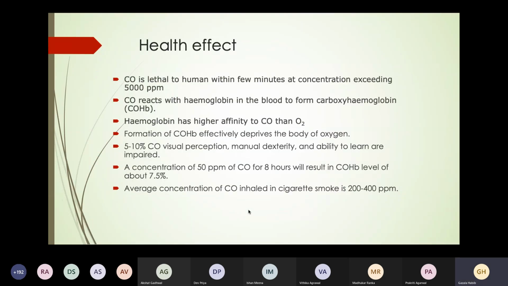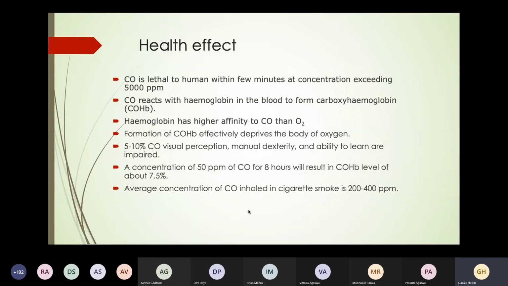Health effect of CO. CO is lethal to humans within a few minutes at concentrations exceeding 5000 ppm. If the concentration is 5000 or over, then it's lethal. The person can die when exposed to such high concentration.